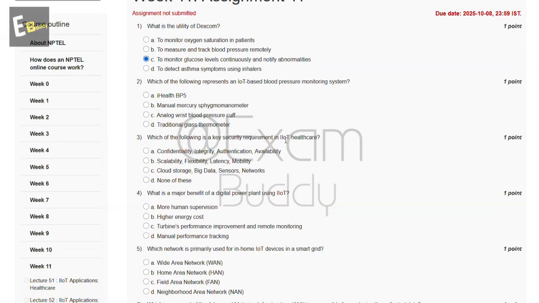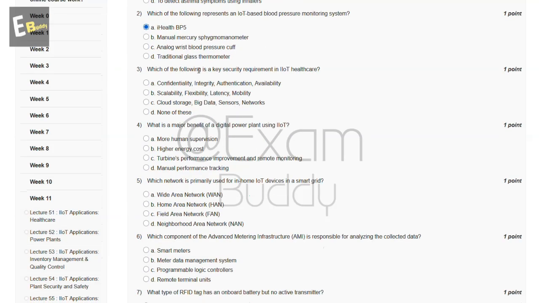Now the second question is, which of the following represents an IoT based blood pressure monitoring system? So these are the options and the answer of our second question is A. iHealth BP5. Now the third question is, which of the following is a key security requirement in IIoT healthcare? So these are the options and the answer of our third question is A.